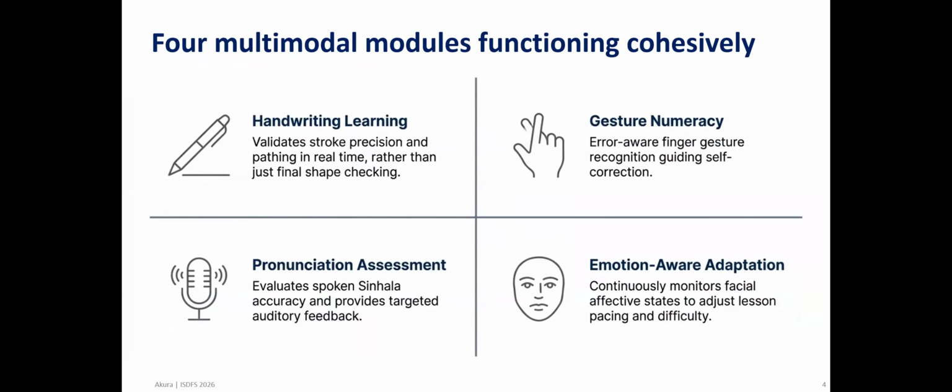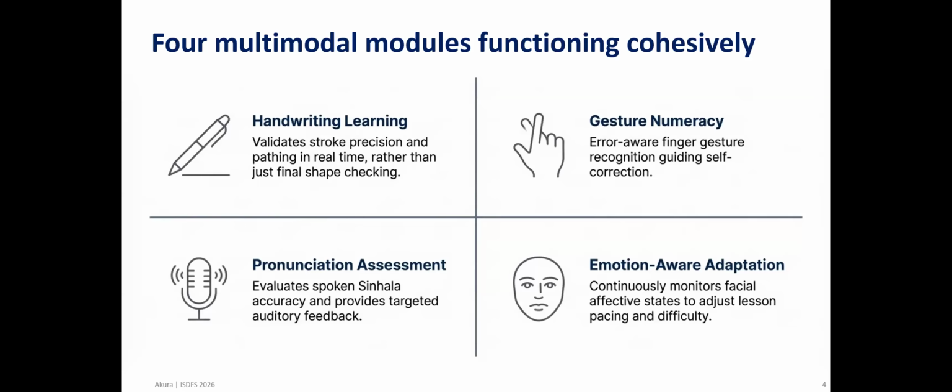So the first one is handwriting learning. This module performs real-time stroke-level analysis and evaluates writing path, direction, and stroke order. So instead of only checking the final shape, it analyzes the writing process. Then immediate visual and haptic feedback helps correct errors during writing.